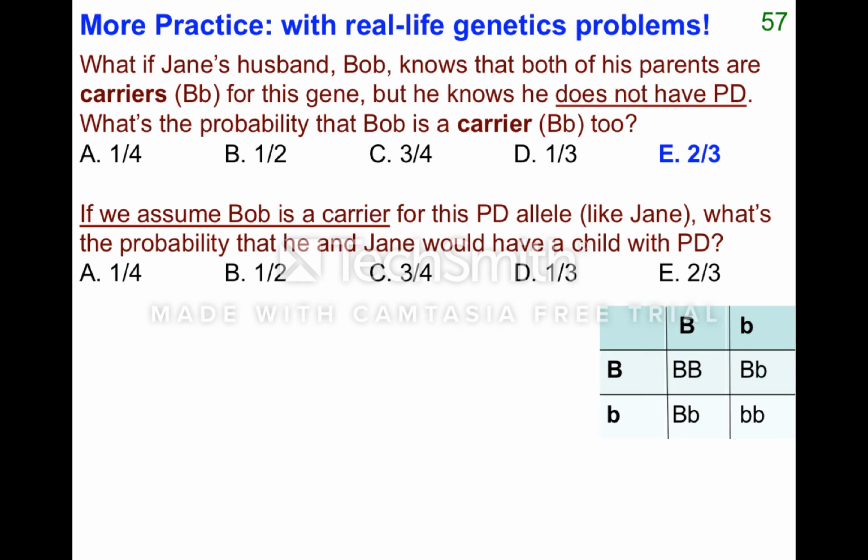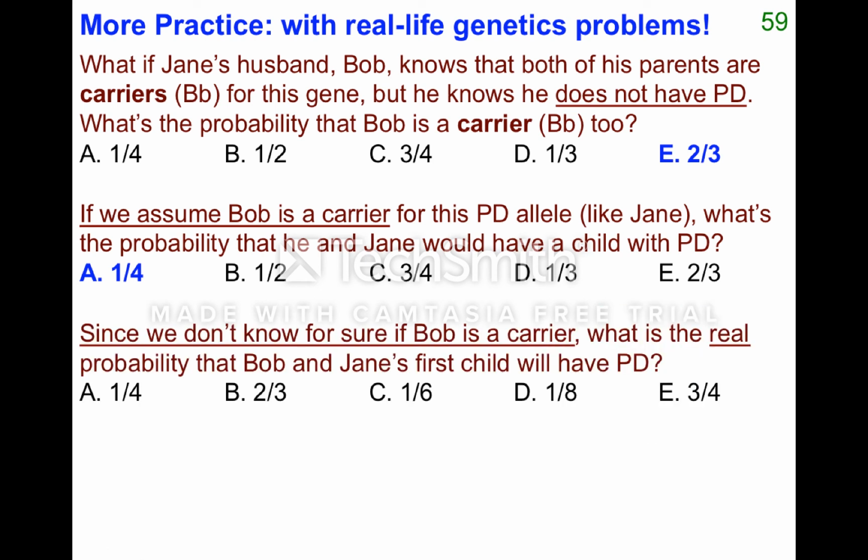Okay, so let's look at the situation. If we assume that Bob is big B, small b, a carrier, and we know that Jane is big B, small b, the probability that their child will have the disease is 1 out of 4 equally likely possibilities. So one quarter, or 25%, is the probability.